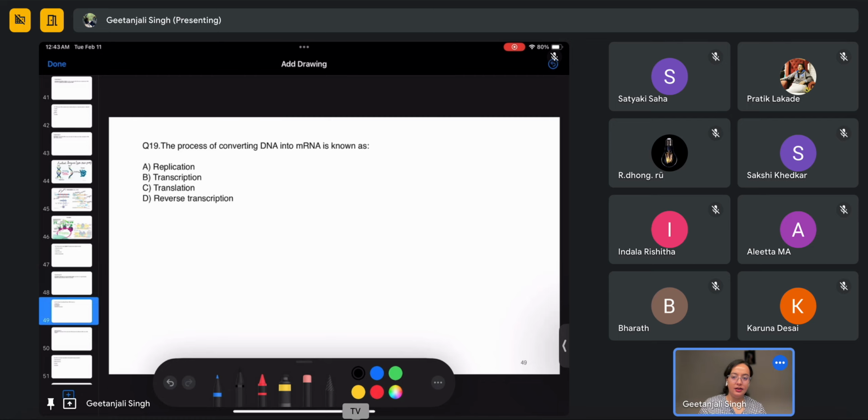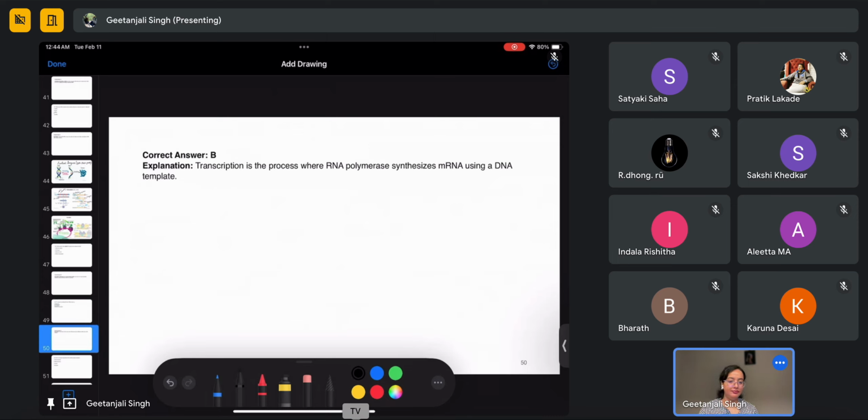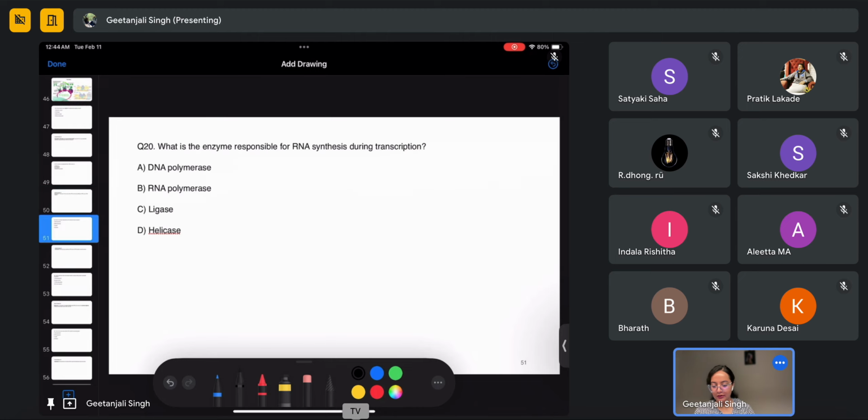The next question is, the process of converting DNA to mRNA is known as: A, replication, B, transcription, C, translation, and D, reverse transcription. Yes, you're right. The correct answer is B, transcription. We just looked at it. Getting mRNA from DNA is called transcription. Let's move to the next question.